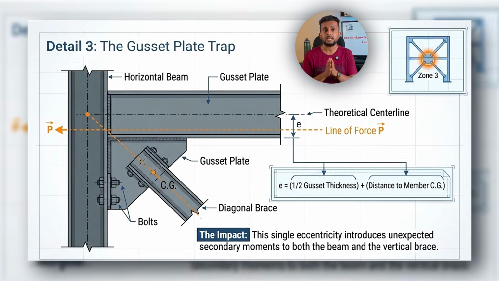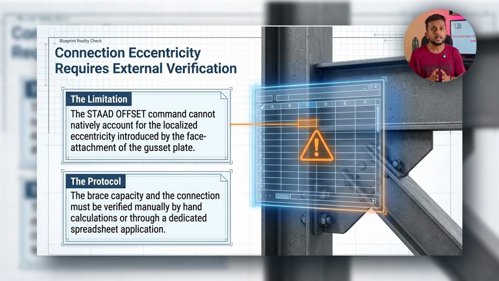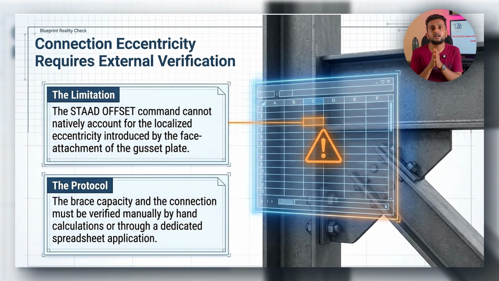Here is detail 3. The brace frames into a gusset plate welded to the bottom flange of the beam. This introduces additional moment into the beam, which offsets can help you capture, but it also introduces additional moment into the brace itself, because the angle is attached to the face of the gusset, not the true center of gravity of the member. Offset cannot fix this second part. That brace capacity has to be verified by hand or with a spreadsheet.